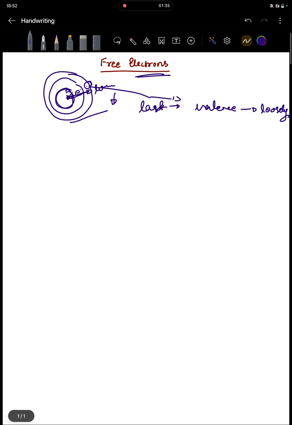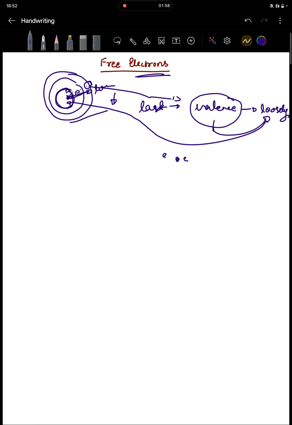So what is the definition here? The valence electrons which are very loosely bonded to the nucleus of an atom are called free electrons. The free electrons move at random from one atom to another in the material. If one material is there, the free electrons always move randomly. In fact, they are so loosely attached that they do not know the atom to which they belong.